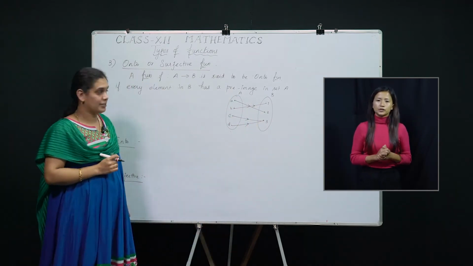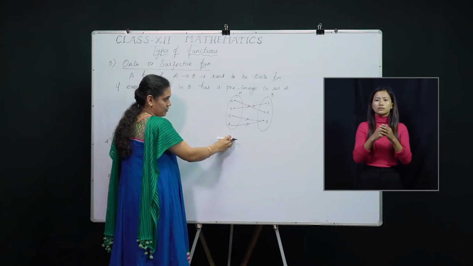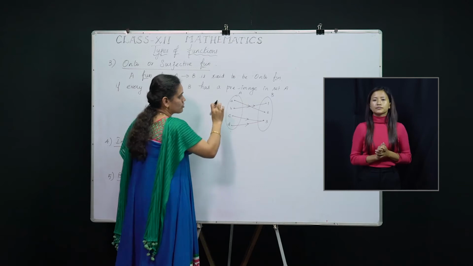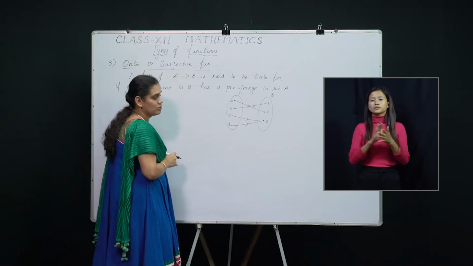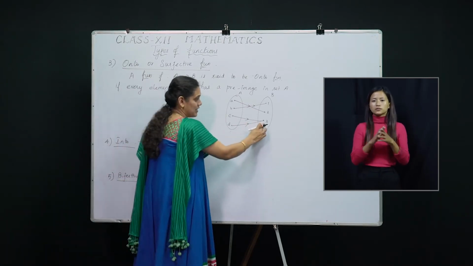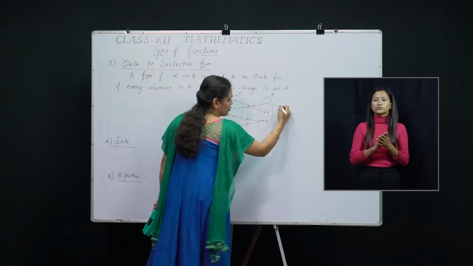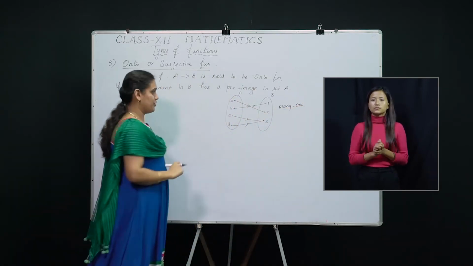Is it a function? Yes, it's a function because all elements are related and nothing is left out. Therefore, it is a function, and it has only one image. And is it one-to-one? No, it is not one-to-one because C and D both have the same image 3. Therefore, it is not one-to-one. This is a many-to-one function.